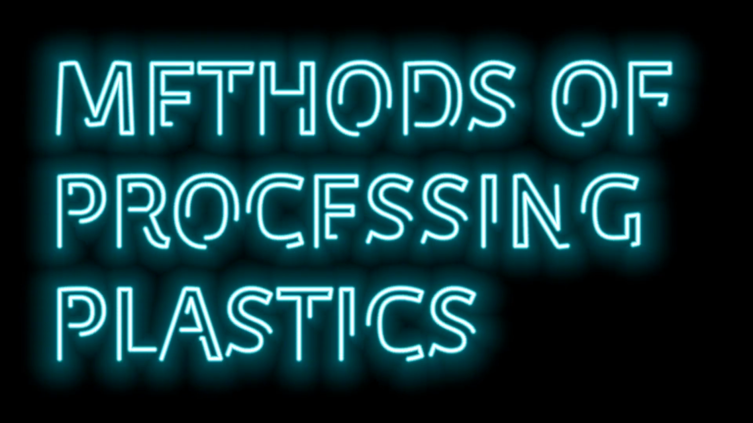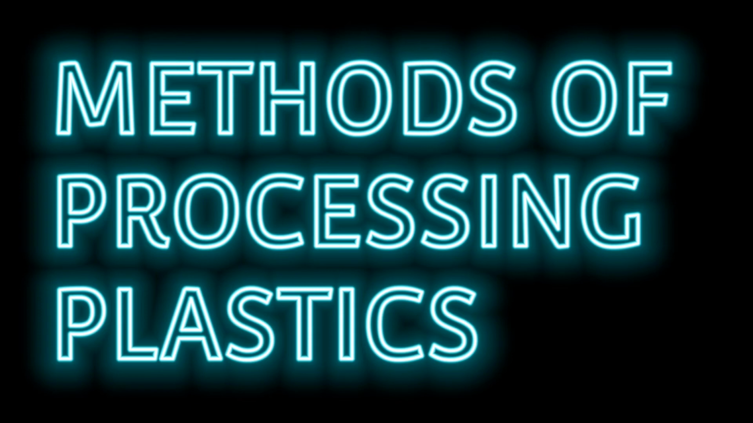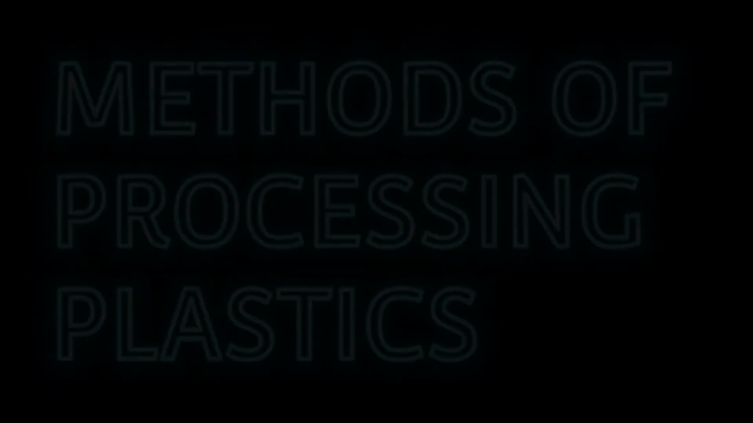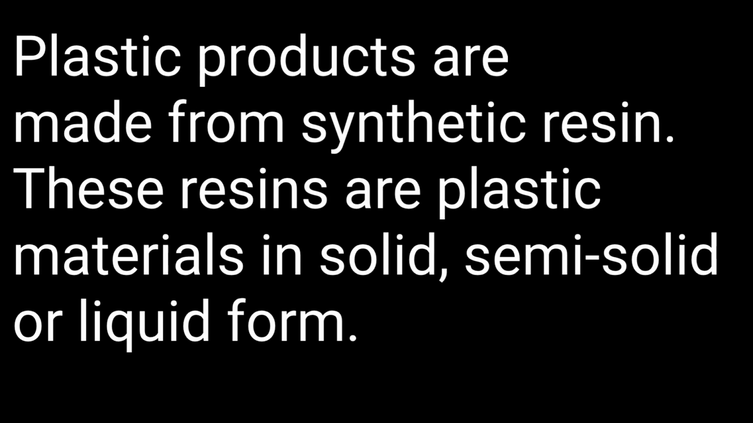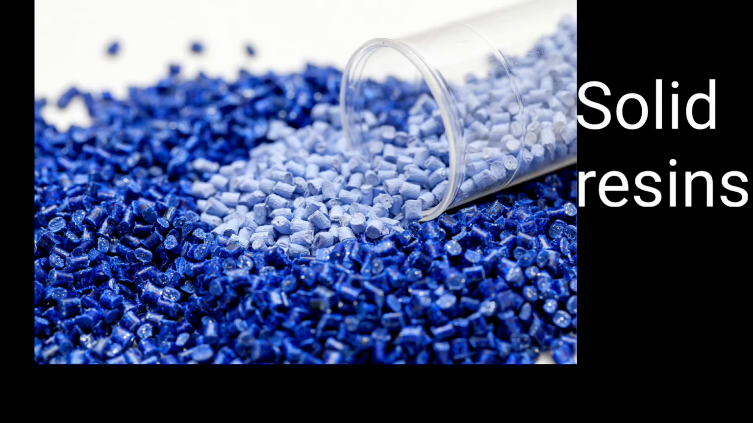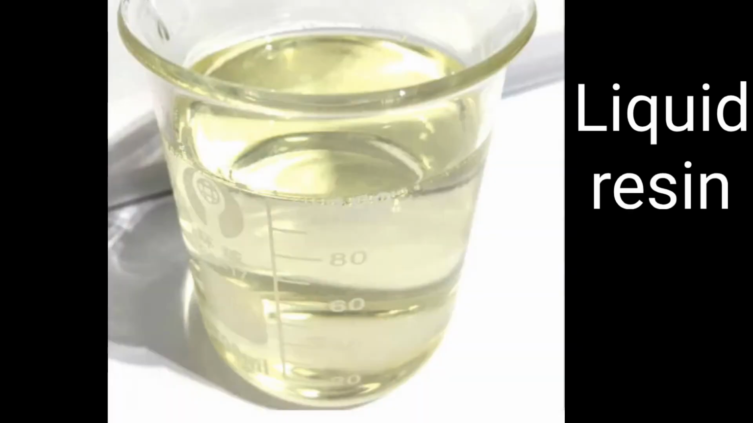And now we are going to discuss the various methods of processing plastics. Plastic products are made from synthetic resins. These resins are plastic materials in solid, semi-solid or liquid form. There are many ways of making plastics from the synthetic resins. The choice of any method depends on the plastic products to be made, as well as its use.